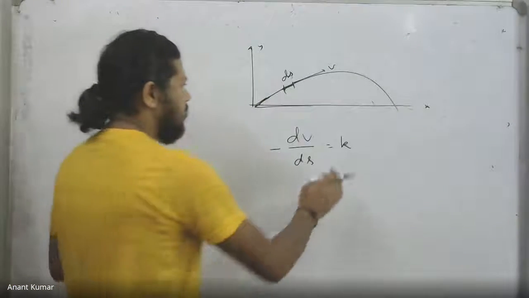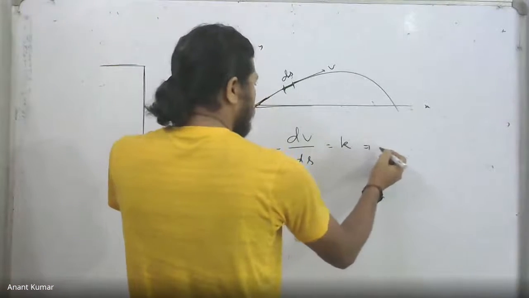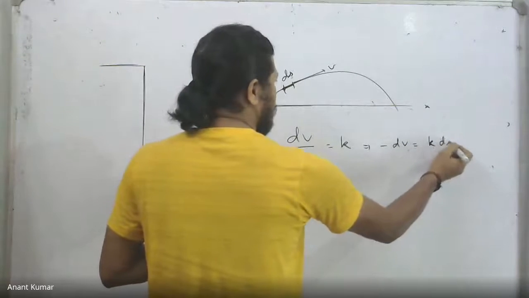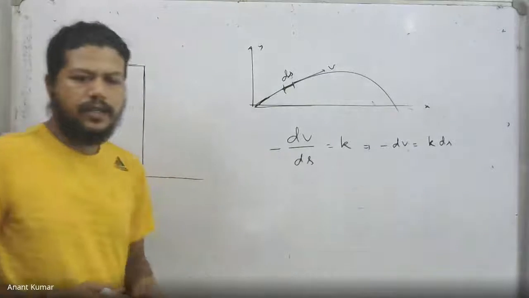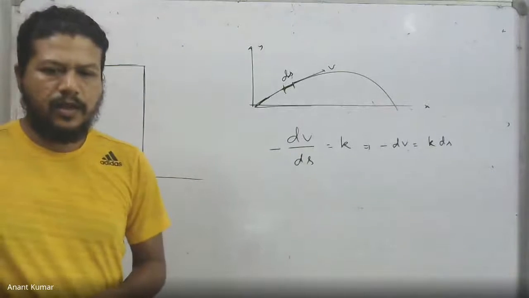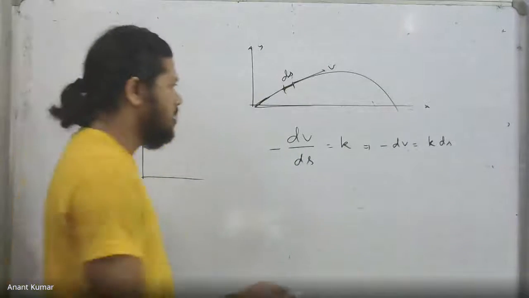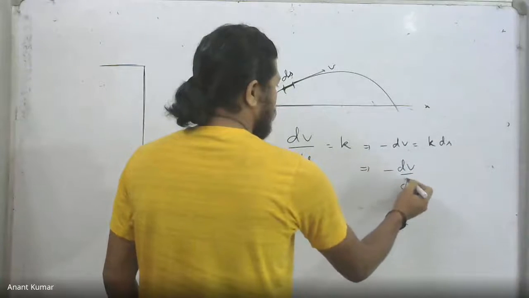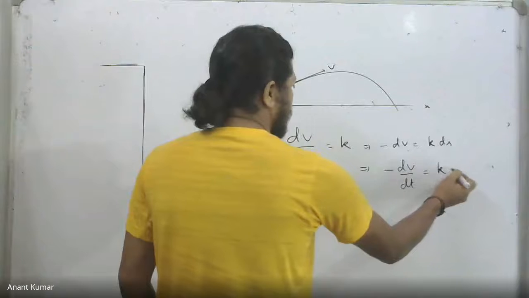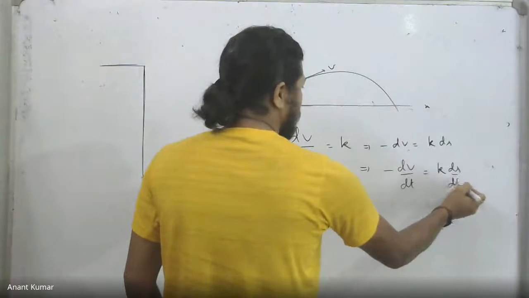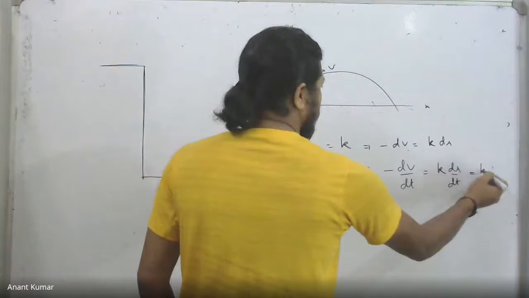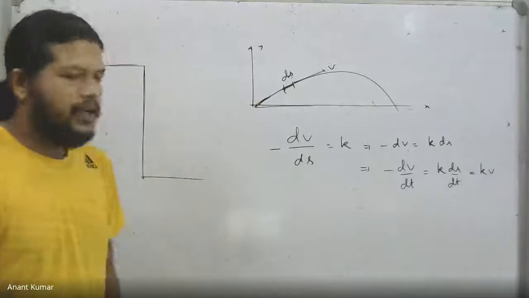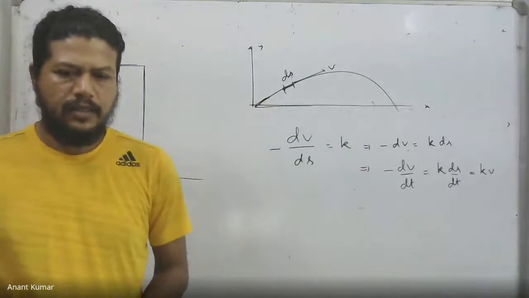that gives us a decrement in the speed by an amount of k. If I write this down as minus dv equal to k into ds, ds is again a distance over there. Remember that it is not the x component. If I divide by the time, that gives us ds by dt, which is nothing but the speed itself. I get k into v.